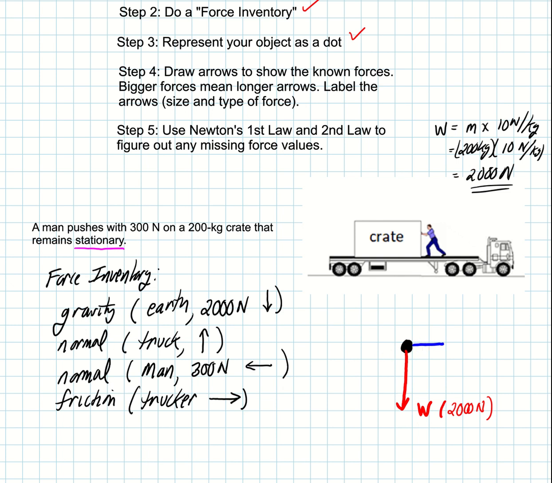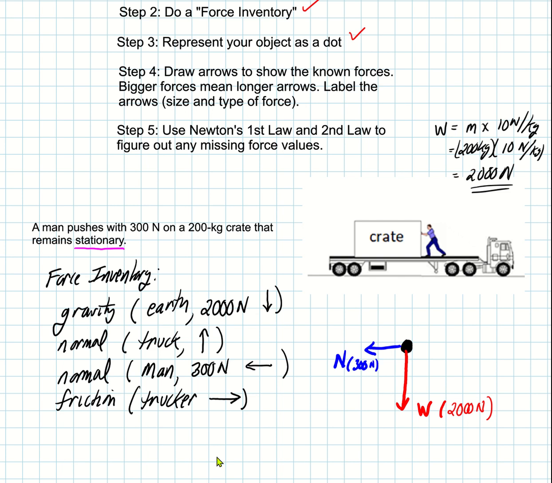We draw them so that the tail of the arrow is always touching. So in other words, I'm going to draw the guy's push like this. And that's a pushing force. And since it's listed, it's 300 newtons. That's around 75 pounds. So he's pushing pretty hard.